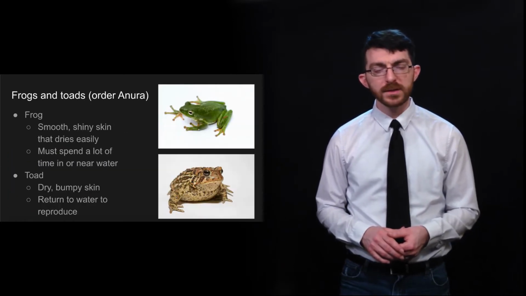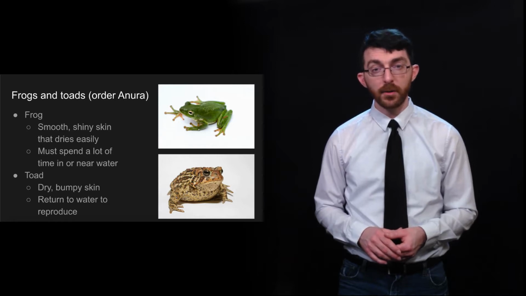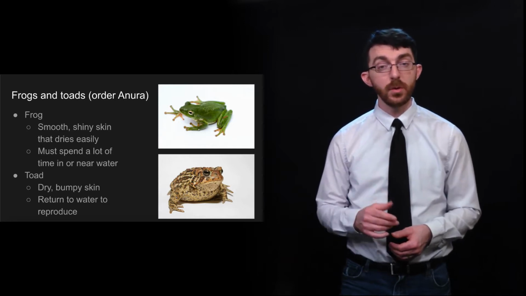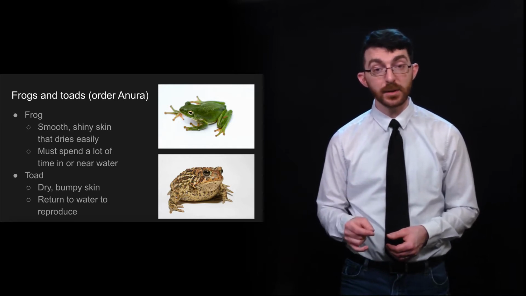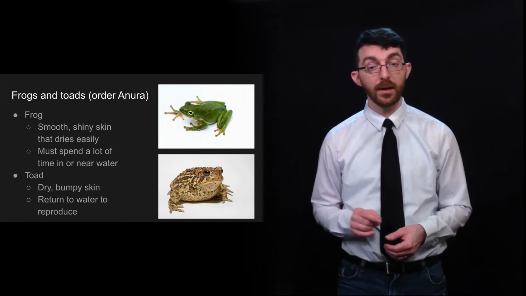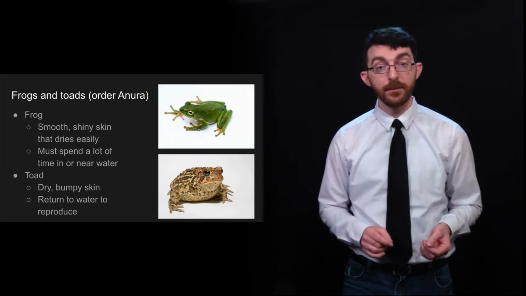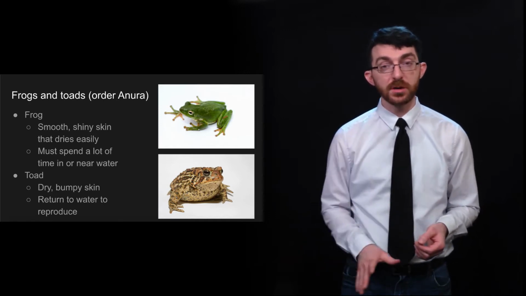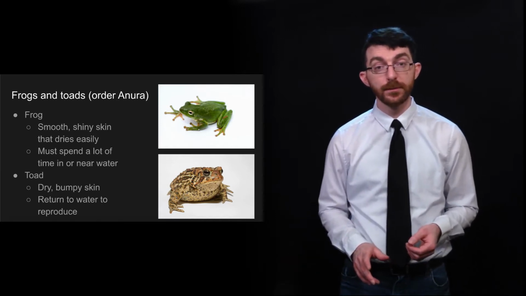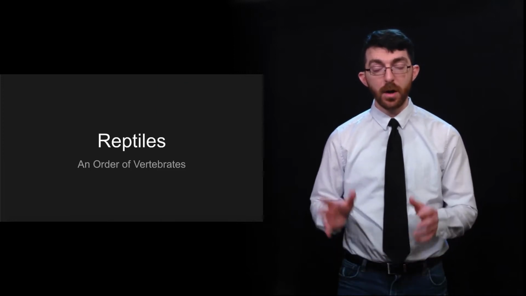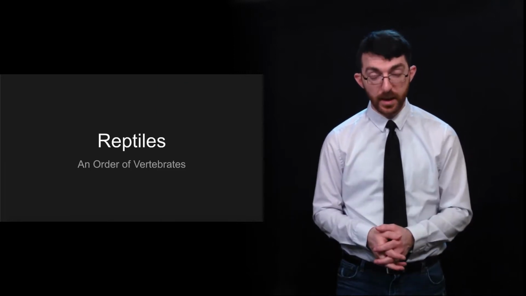Okay, how about frogs and toads? That would be order Anura. So the frog has smooth, shiny skin that dries easily, so it needs to spend a lot of time in or near water. On the other hand, toads have dry, bumpy skin, and they just return to the water to reproduce. Okay, so those are the amphibians.